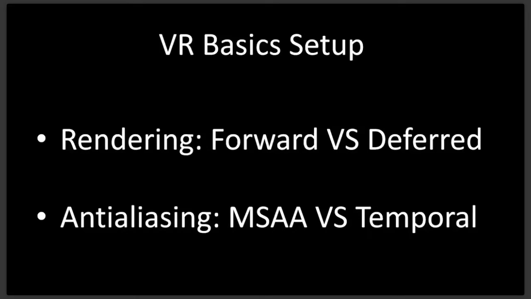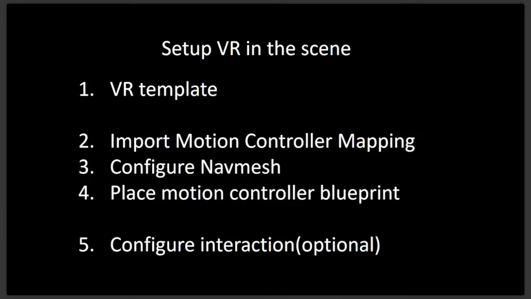Right, so now that's clear, let's move on to how we set up the VR in our own scene. So if there's any screen grab that you should take on this presentation, it's this one. It's really the step-by-step to implement in your scene one by one. So first thing we've got to do is get the information from that VR template into our scene. So that's the motion controller mapping, and then we've got to configure our NavMesh, place the motion controller, and then use the interaction on our scene. So let's have a look at that in Unreal Engine.